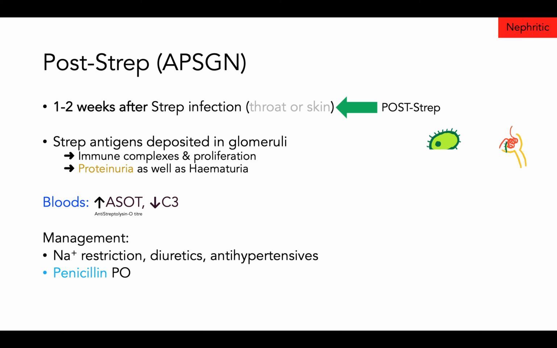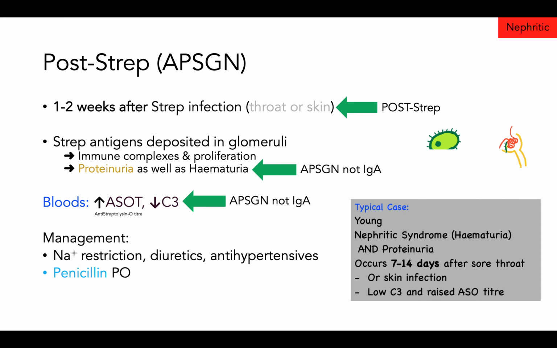So remember, at least 7 to 14 days after strep infection, that makes it post-strep, post meaning after. Proteinuria on top of the hematuria, that makes it post-strep and not IgA. It's not a feature of IgA. And then these blood results, the low C3 and the high ASOT, are features of post-strep and not of IgA. So here's your typical case. It affects young people. There'll be a nephritic syndrome plus proteinuria, and it occurs at least 7 to 14 days after a sore throat or indeed a skin infection, impetigo. Watch out for that one. And if they're being very kind, they will tell you that bloods reveal a low C3 and a raised ASO titer. So that was post-strep.